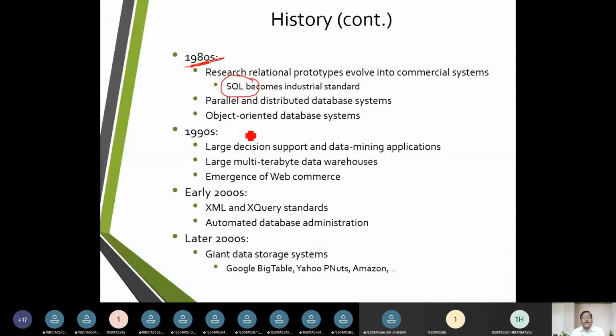In the 2000s, the XML language was adopted, and from 2000 onwards we have cloud architecture, which supports Amazon Web Services or Microsoft Azure, and such architectures are part of the history of this database management system.